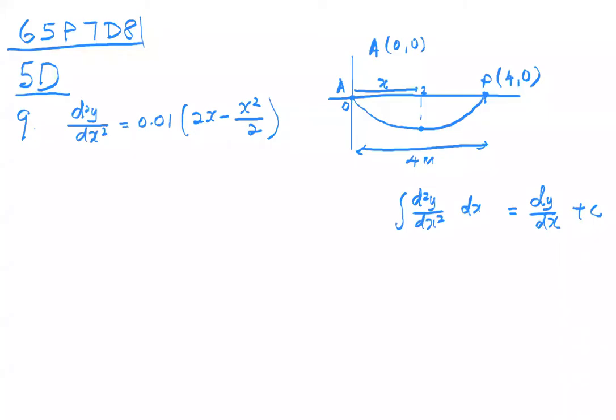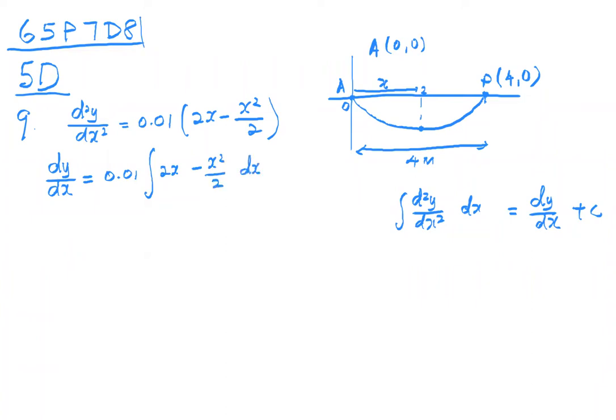We are going to find the two constants and the function that show the relationship between x and y. Okay, so first we integrate this. So we have our dy/dx equal to 0.01, we just put it outside, integrate 2x minus x squared over 2 dx.